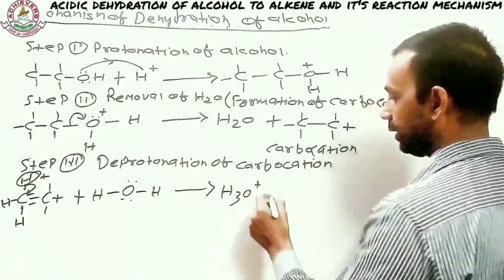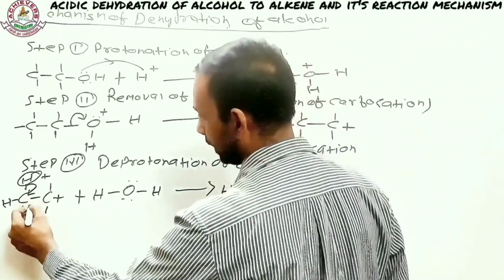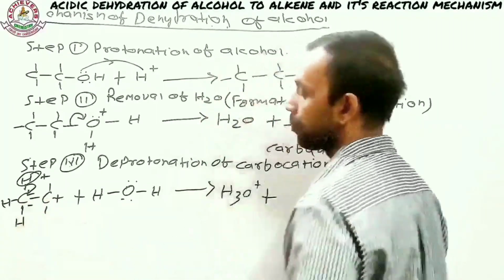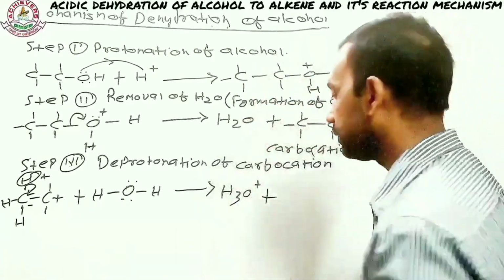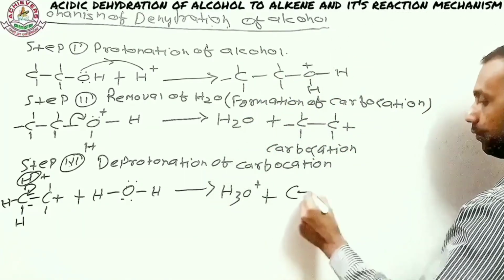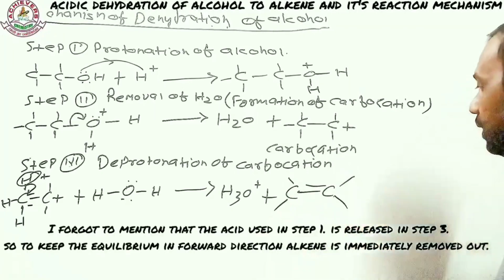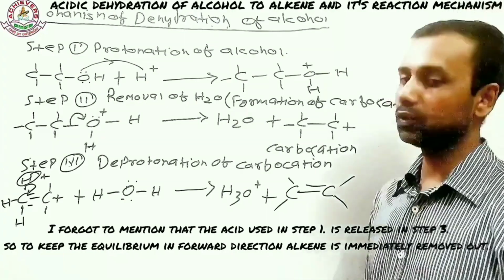H3O positive, right? And the remaining two, if you can see, this was a negative charge. Don't take it as something else. So this was a positive charge, this was a negative charge. So of these two carbons, this is electron rich, this is electron deficient. So they together form a double bond between them, and that's how an alkene is formed. Just take a look at that and then let me know. So that is the 3 steps of dehydration of alcohol.